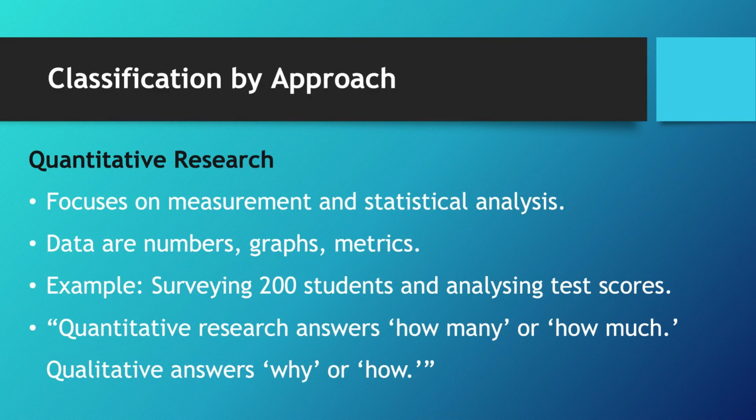Now, the next classification by approach is quantitative research. There, what we do is focus on measurement and statistical analysis. Our focus is on numbers, on graphs, and metrics. For example, if you are conducting a survey on 200 students to analyze their test scores, what you are doing is carrying out a quantitative research. The goal is to check how one thing differs from another, patterns in demographics. That's what you do when you're carrying out a quantitative research. Numbers are involved. Then we have the mixed method research.